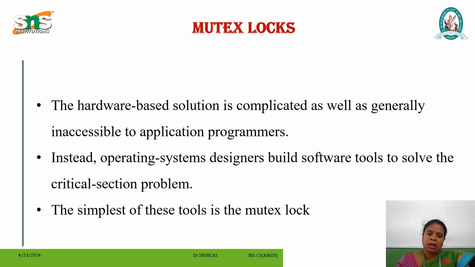A mutex lock has a boolean variable available. Its value indicates if the lock is available or not. If the lock is available, a call to acquire succeeds. Otherwise, the lock is considered unavailable.